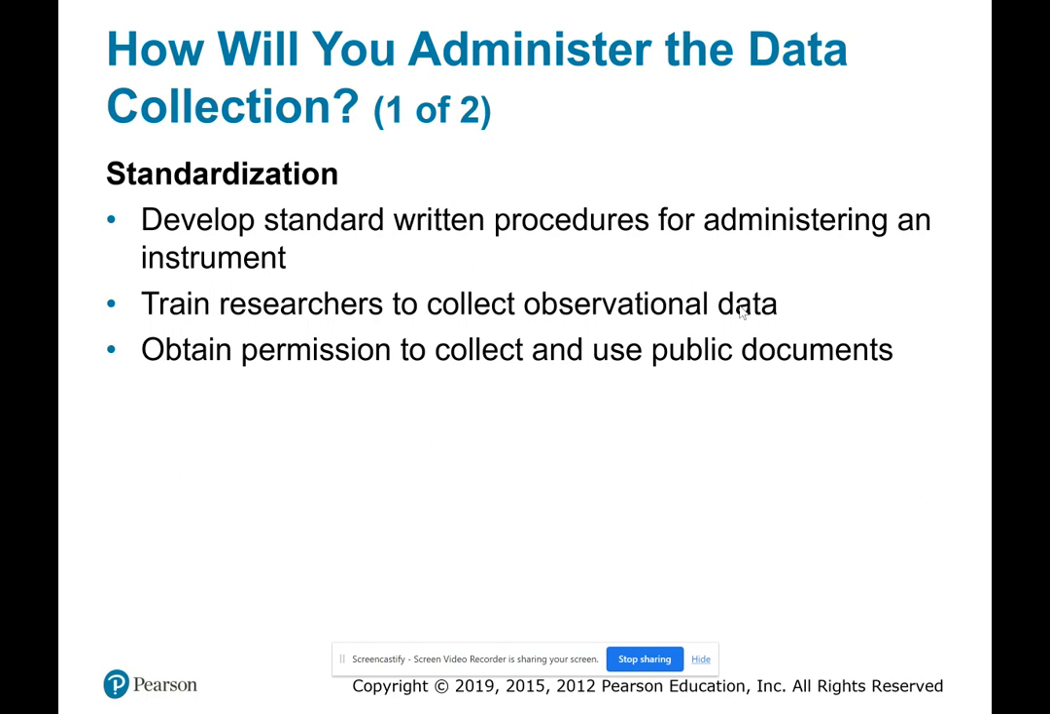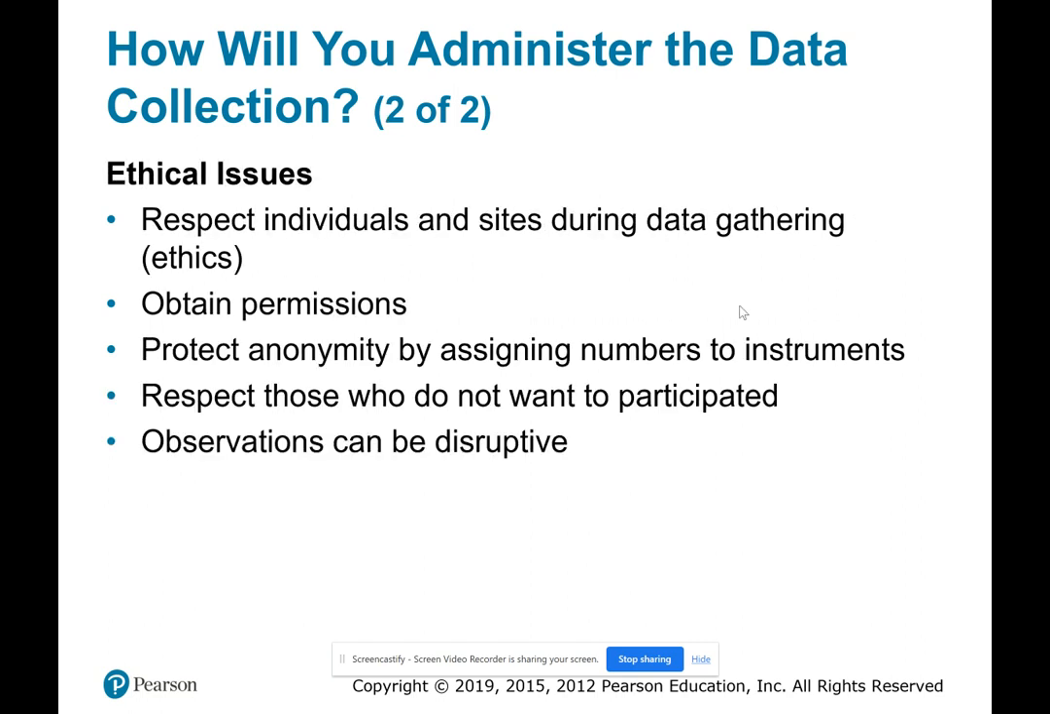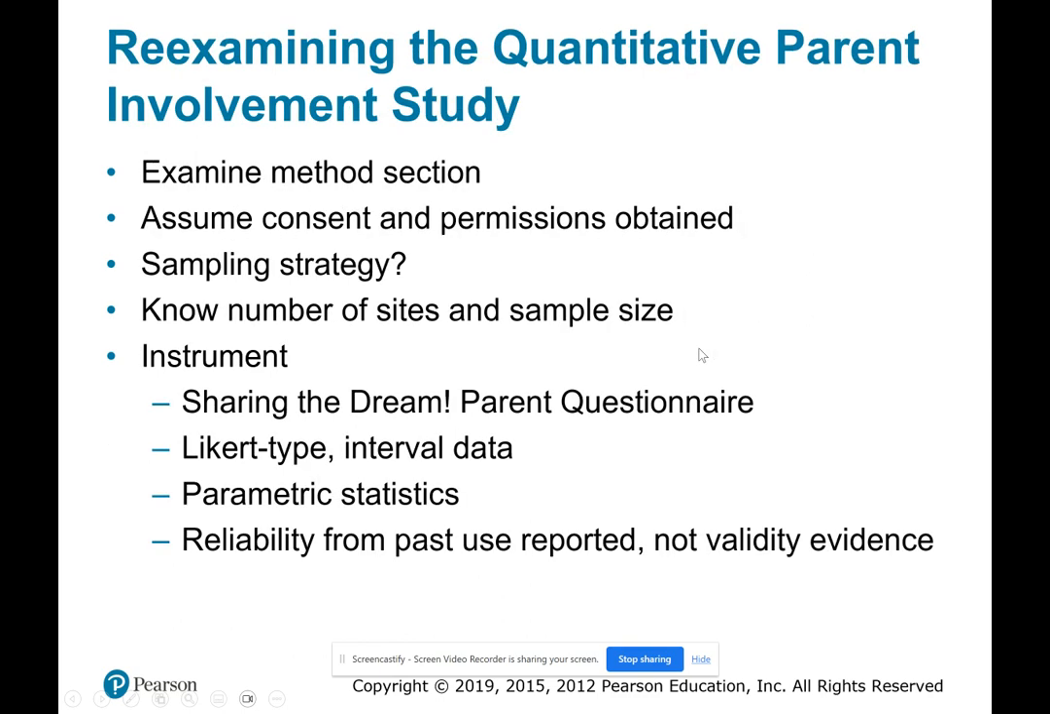And that's going to actually be collecting your data. So you use a standard process, and you also need to make sure that you follow ethical practices when you're doing this. Standardization is essential to eliminate bias and to keep you on track. It also helps you analyze your data properly. You don't want to do something wrong, so follow a standard process. And then data collection should be ethical and respect individuals and sites. And then you can look at the parent involvement study to see the data collection procedures.